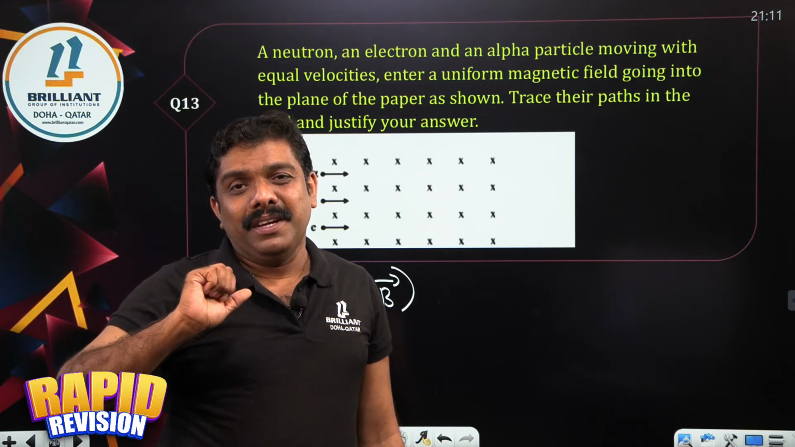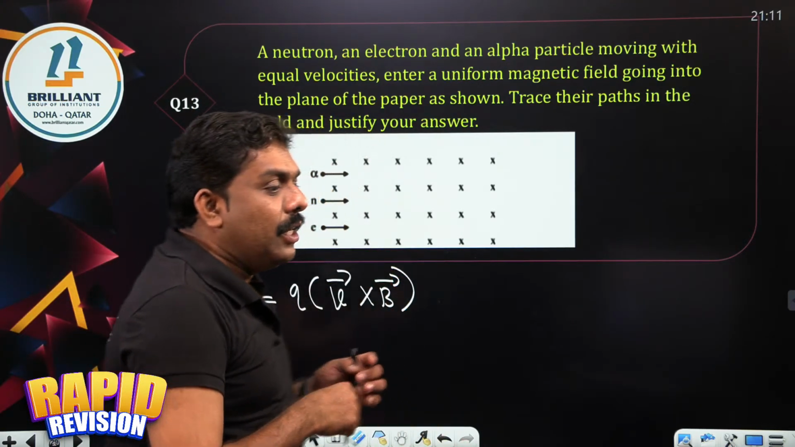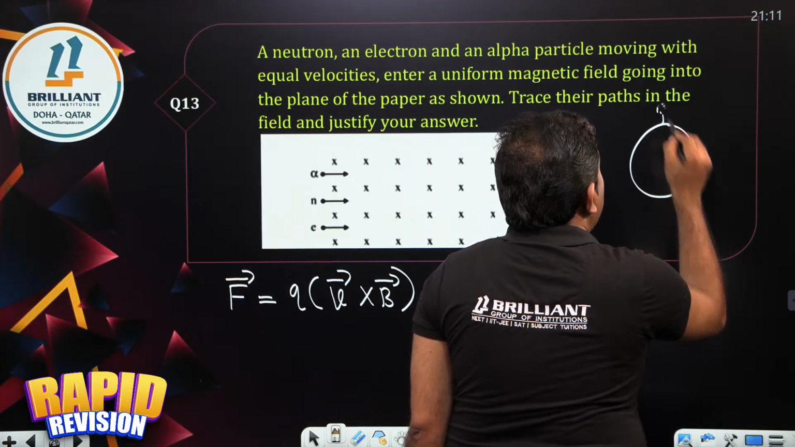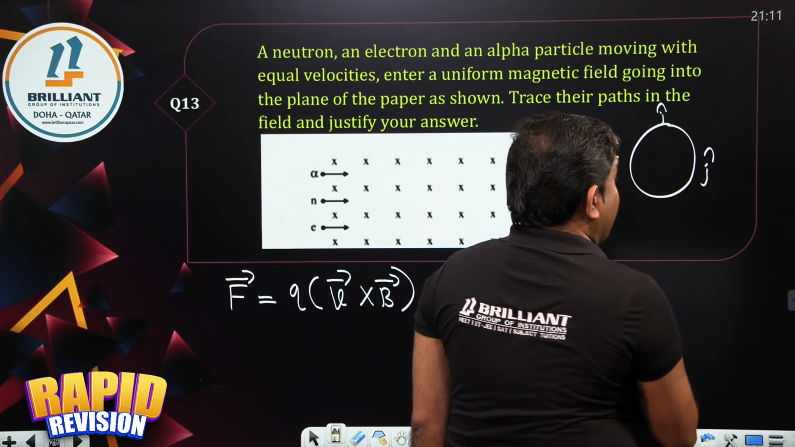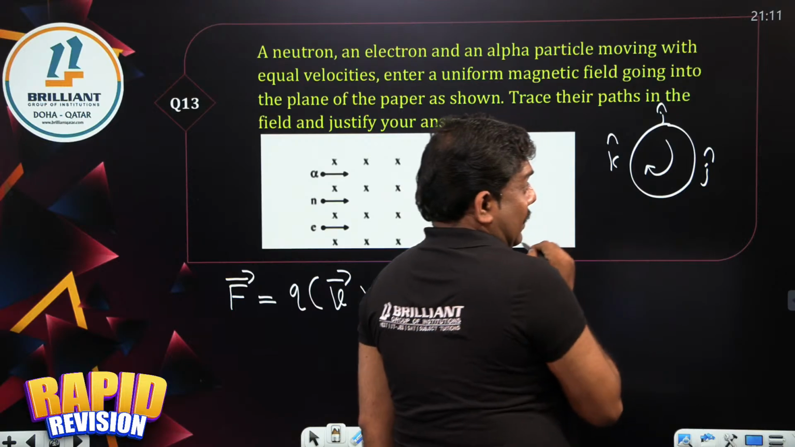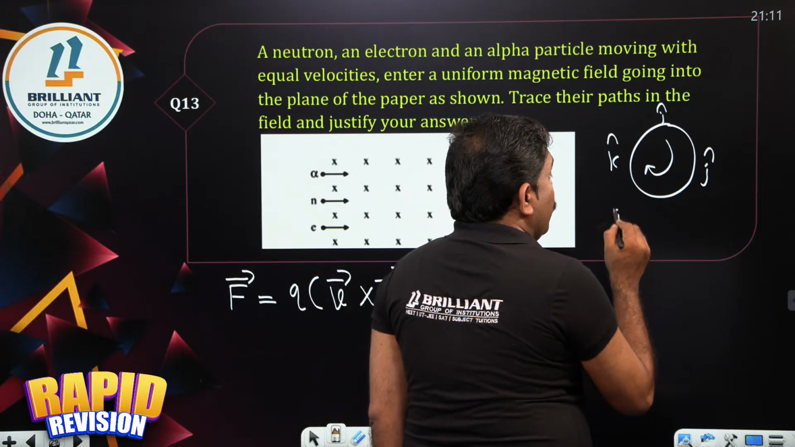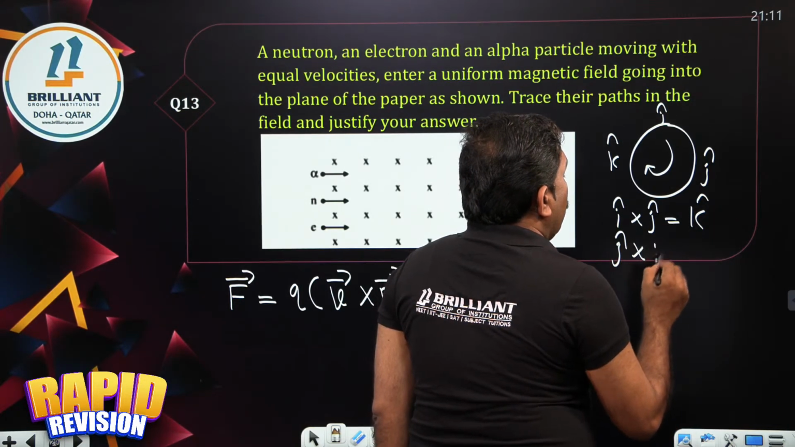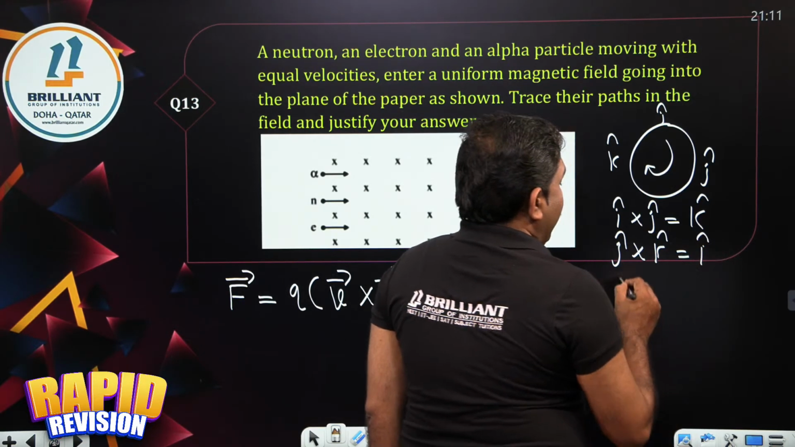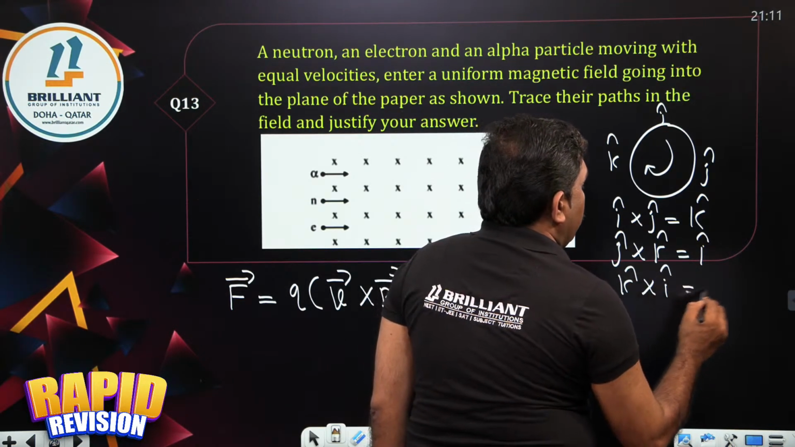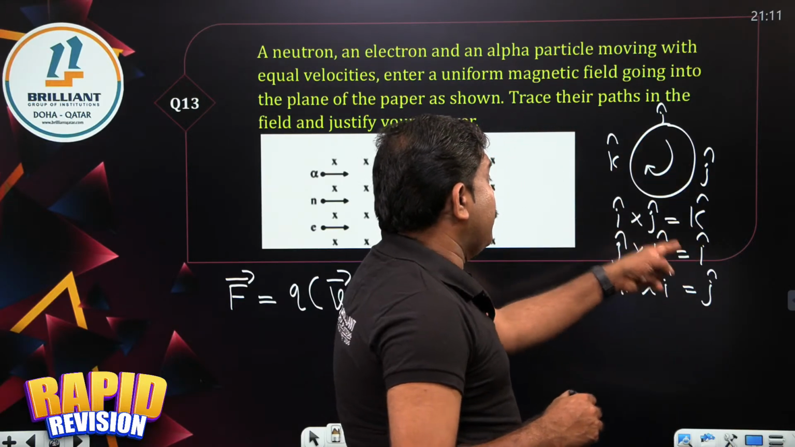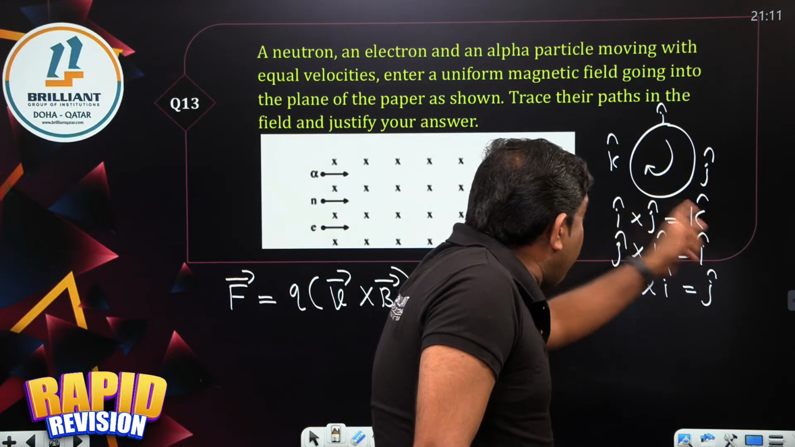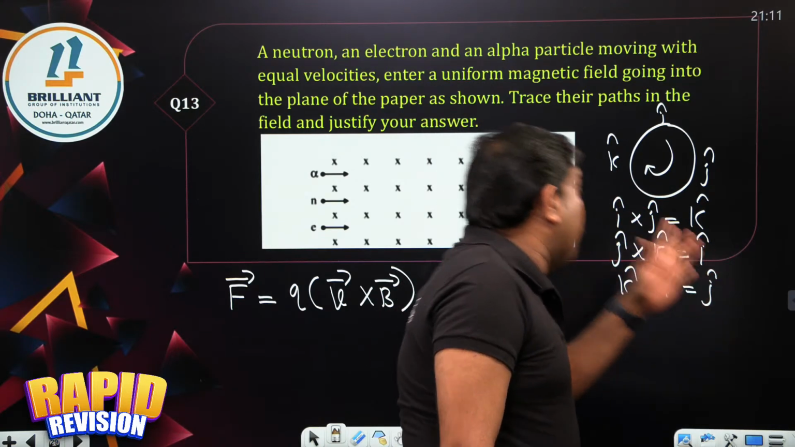We studied vector product, the cross product. So what is the cross product rule here? Suppose I am considering i, j and k in a circle showing the direction sense. So i cross j is equal to k, j cross k will be i, and k cross i will be j. And if you take the reverse, j cross i will come minus k, k cross j will be minus i, and i cross k will come minus j.